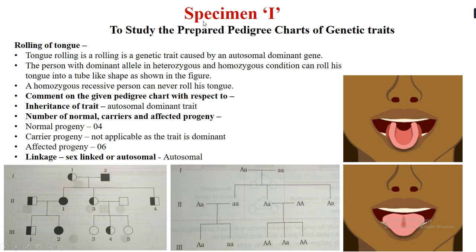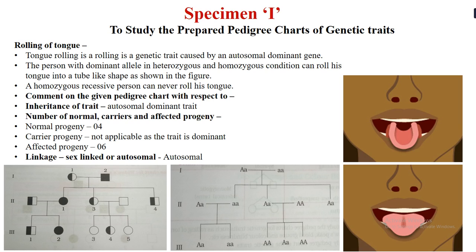Next, moving to specimen I. Now specimen I will have pedigree charts. You have to study the prepared pedigree chart of genetic traits. The aim over here is to study the pedigree chart for genetic traits such as rolling of tongue, widow's peak, blood grouping, and color blindness. So the pedigree chart will be kept for these genetic traits, and then you have to comment about it.